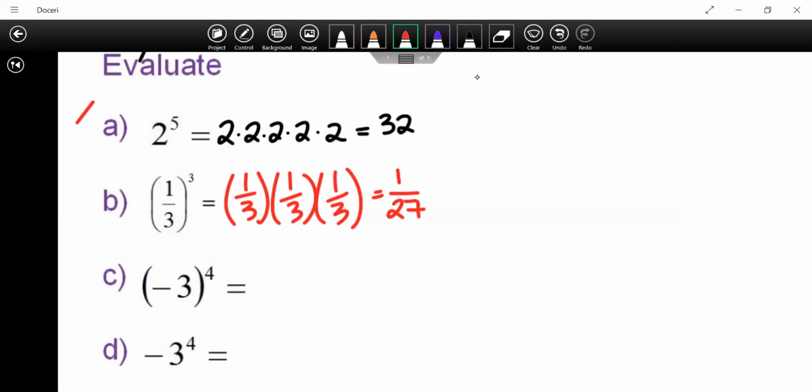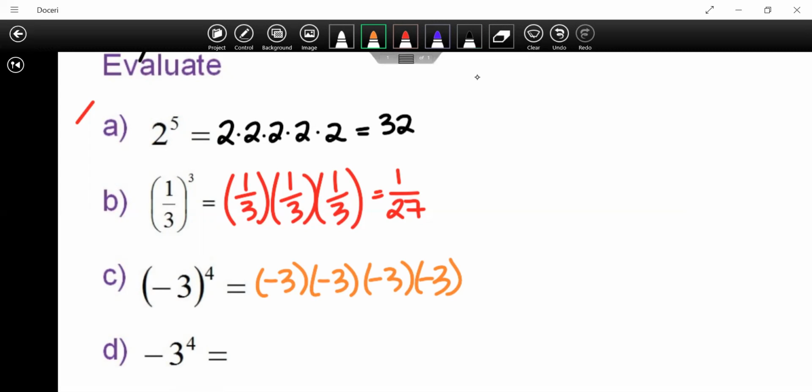The one down below from that, we want to be able to see how these are all situated. If the negative is in the exponent's parentheses, that means the number is included, so we would multiply -3 times -3 times -3 times -3, 4 times.